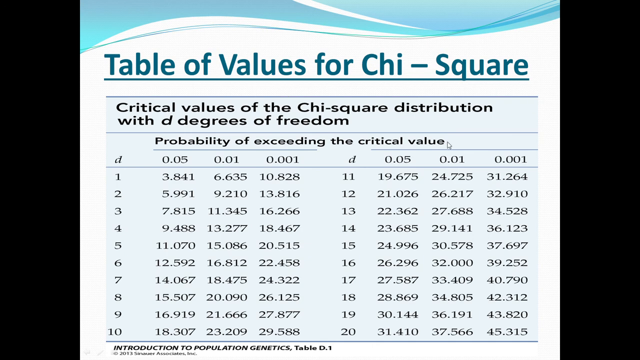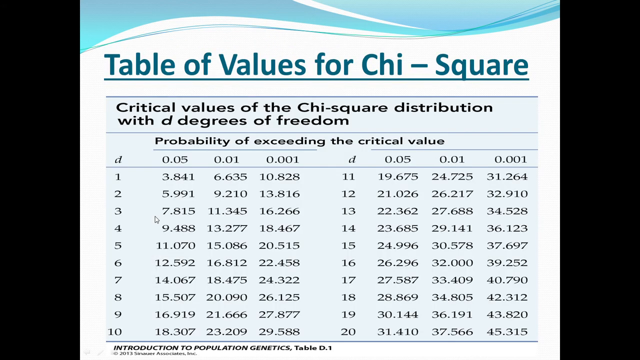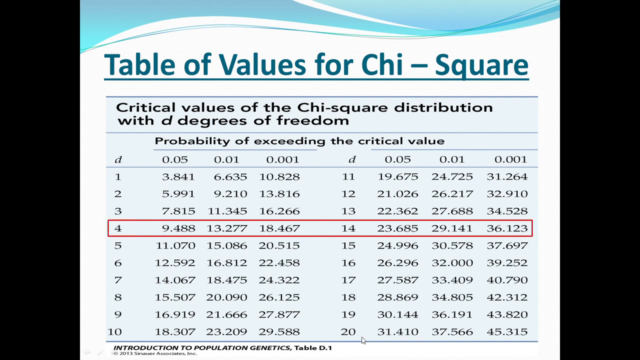Ayan, so ito yung table of the critical values for the chi-square. Okay, iba yung critical value table ng Pearson R, iba yung table ng chi-square. So again, ano yung ating degrees of freedom? That is 4, 'di ba? So hahanapin natin yung critical value ng 4. Nasaan ba yung 4? Ayan yung 4. Ito yung 4.